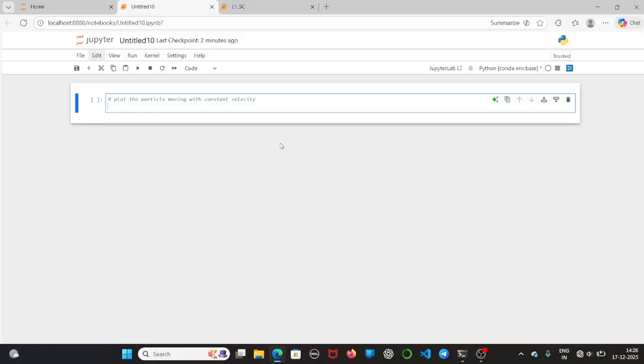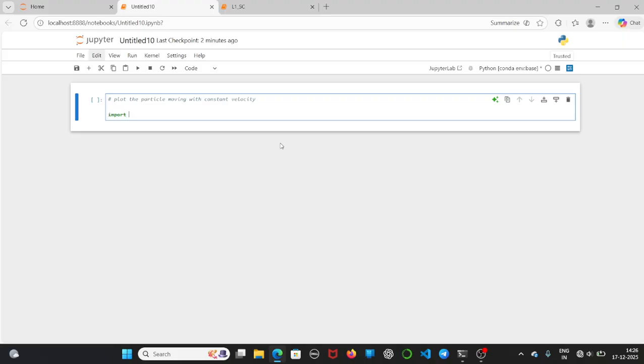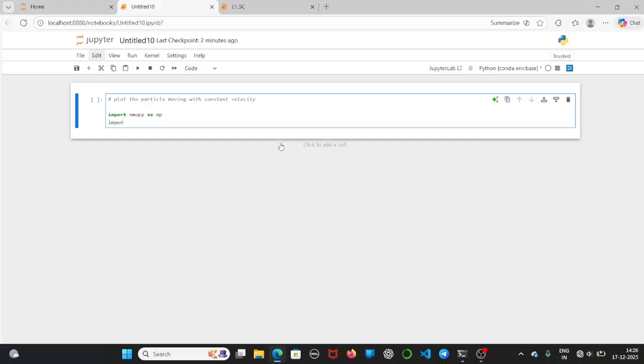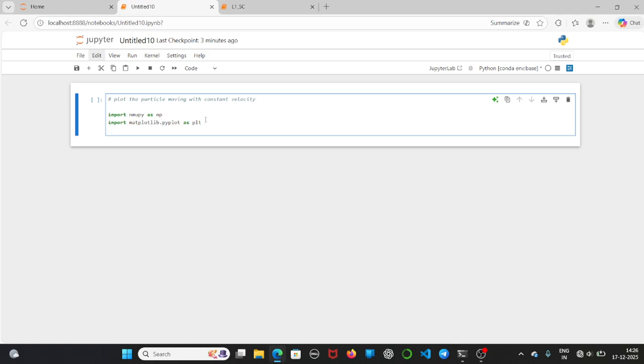So now what we are going to do is import the Python library numpy as np. Second, we are going to import matplotlib. Matplotlib is the library of Python which helps us to draw graphs, right? As plt, what it means is that I am giving it just a nickname.